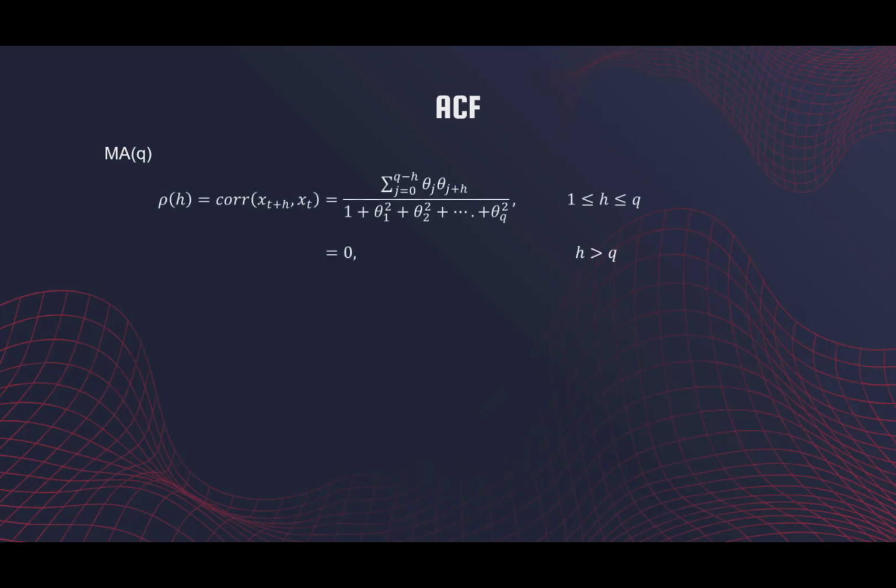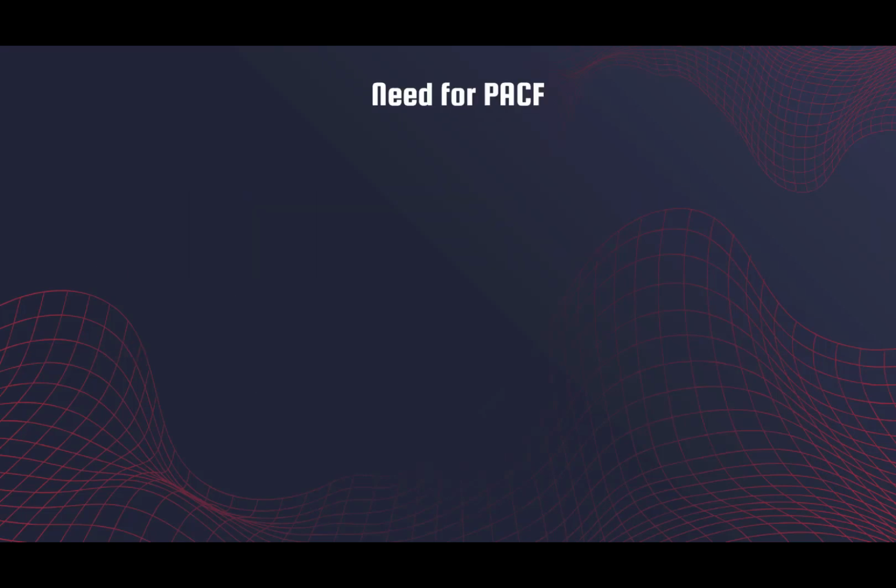This is the ACF for the MA(q) process. This is the ACF for the ARMA(1,1) process, and this is the ACF for the AR(1) process. You can see that for the MA(q) process, for lags greater than q, it is 0. That, however, does not hold true for the ARMA(1,1) or the AR(1) process. And this motivates the need for the partial autocorrelation function, or the PACF.